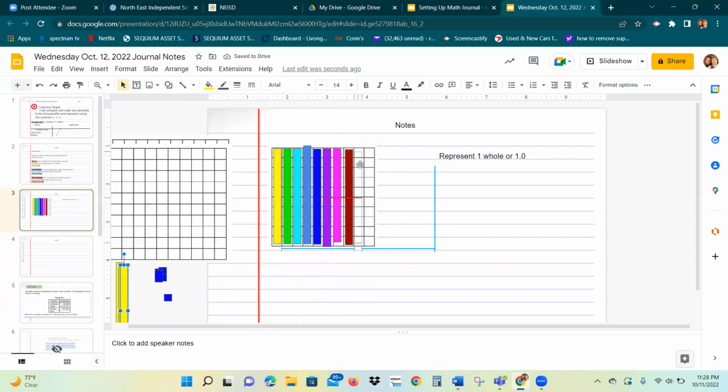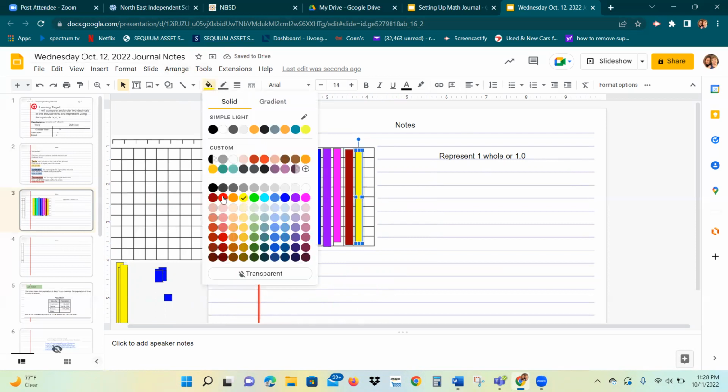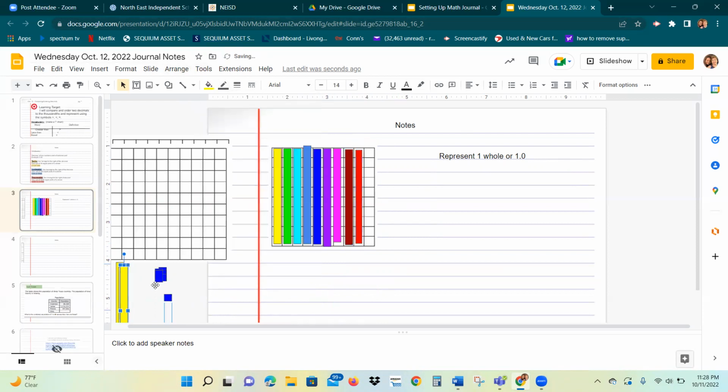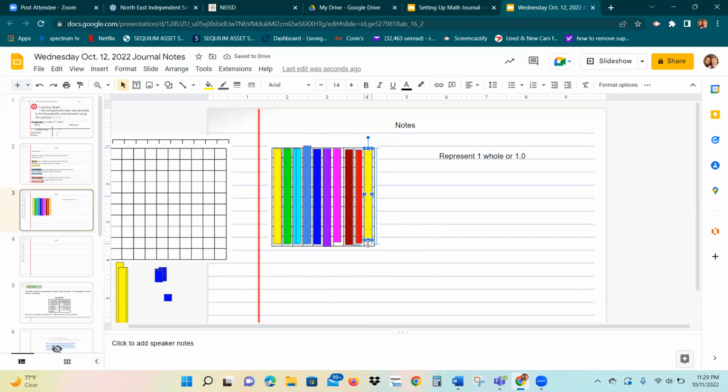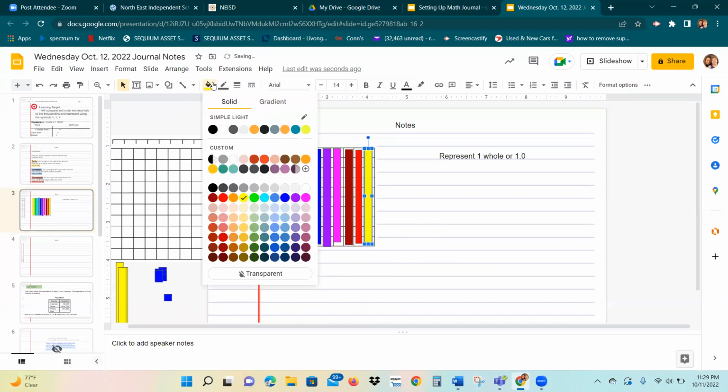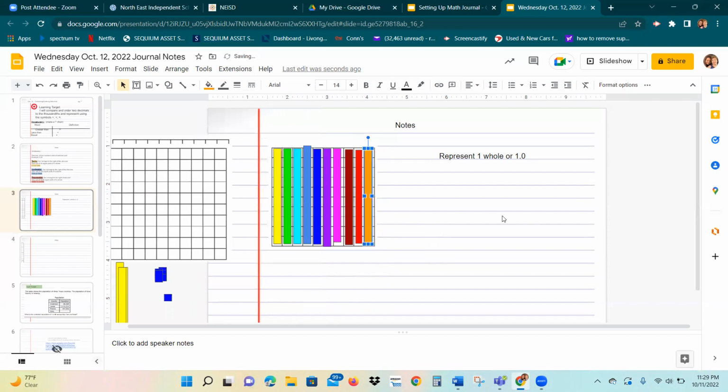And that's 8. That's this 9/10. And now I have 10/10 because there's 10 out of 10 of those. Oops, I just fix that up. Okay, so now I have 10 different colors representing one whole.